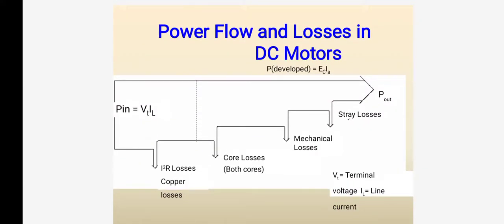So the power flow and the losses in a DC motor: you can see here the input Vt, the terminal voltage, and IL, the current. There are I squared R loss, copper loss, core loss, mechanical loss and stray loss, and finally we get the output power. The final output is the combination of the input voltage along with the losses.